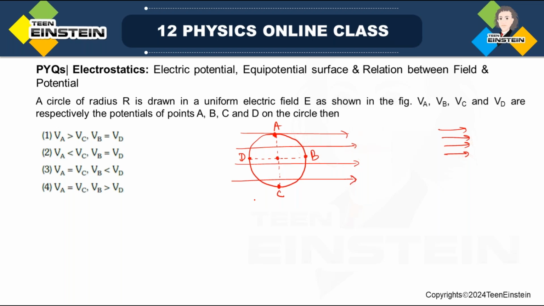In this case, you have to use conceptual understanding. Do you remember this relationship, E equals minus dV by dx? What does this mean? This means electric field lines will be going from the lower potential to higher potential.